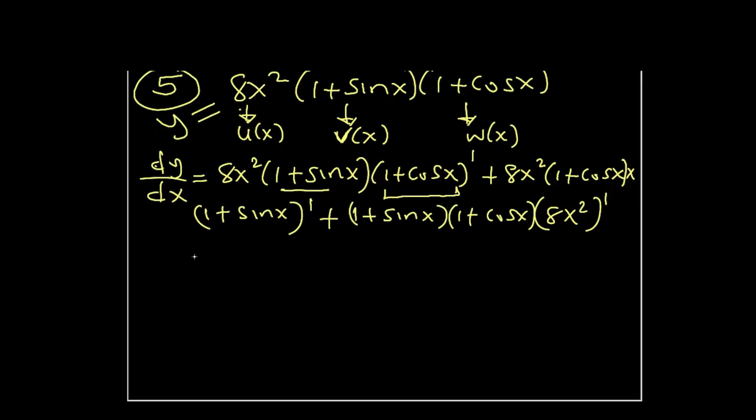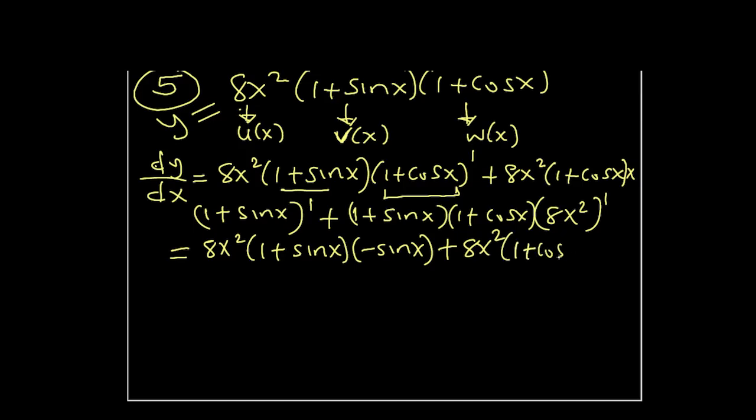Okay, let's quickly get the expression. For the first case, if you differentiate 1 plus cos x, the 1 is a constant, so it's going to give you 0. So we're going to have minus sin x. Then plus the second one, 8x squared times 1 plus cos x. Differentiate 1 plus sin x. This will be cos x. Then plus the third segment. The derivative of 8x squared, that's 16x. 2 times 8 is 16.